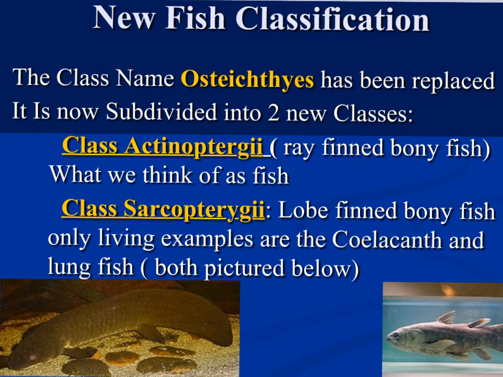So osteichthyes, which means bony fish, has recently been reclassified, and so the class osteichthyes has now been dissolved and has been renamed into two classes. The class Actinopteges, which are ray fin bony fish. This is what we think of when we think of fish. And then we have the class Sarcopteges, which are the lobe fin fish. The example we have here is the coelacanth and the lungfish. And so you've got the lungfish on the bottom left, and you've got the coelacanth on the bottom right.